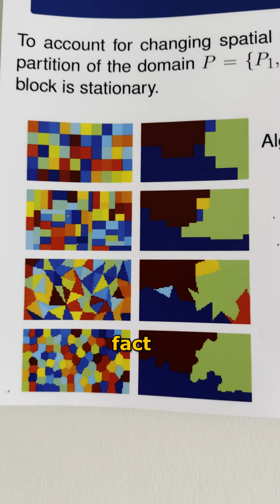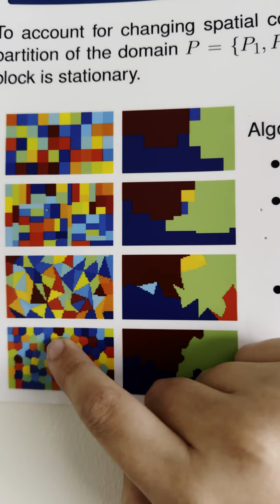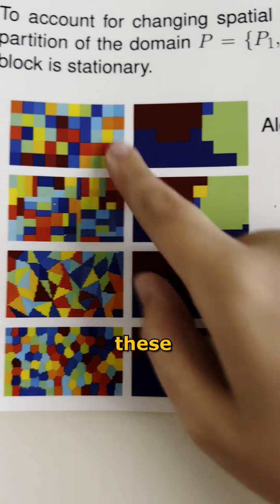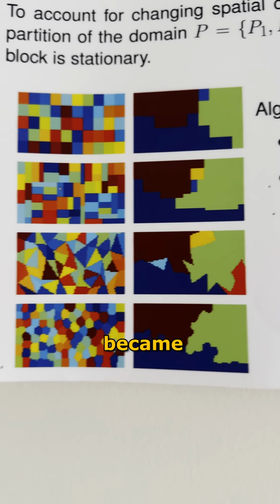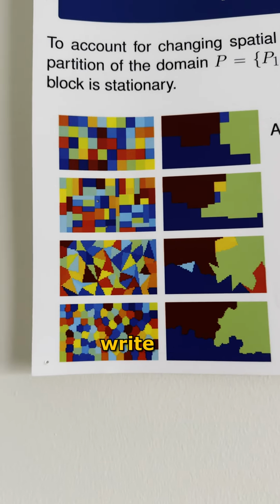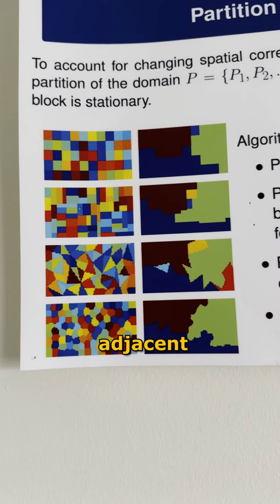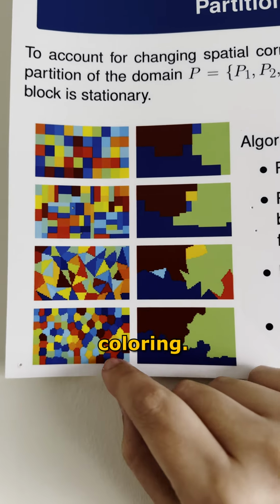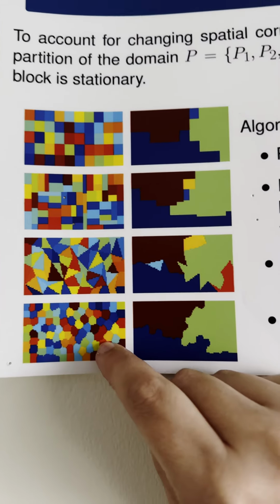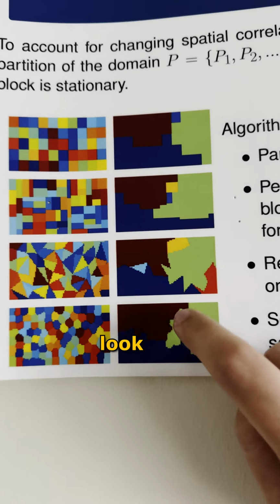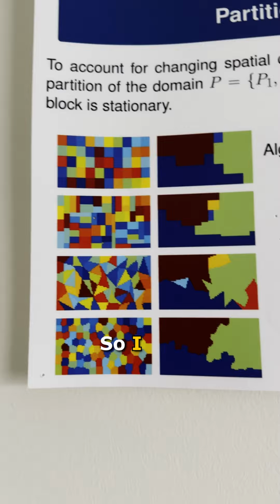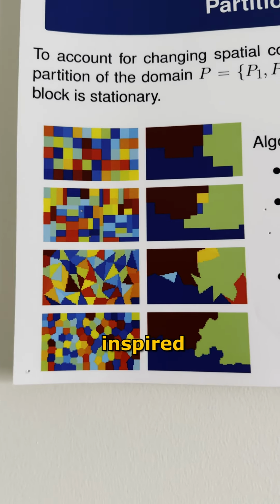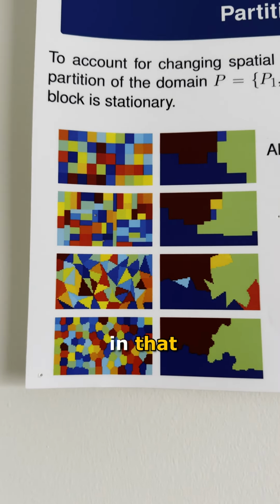And a fun fact is that plotting these became kind of an issue, and it became a side project. I had to write an algorithm so that adjacent partitions couldn't have the same coloring, because if they did, you wouldn't be able to tell the difference between them. It would look like this. So I had to write an algorithm that did that, and that's what inspired the challenge in that coloring page.